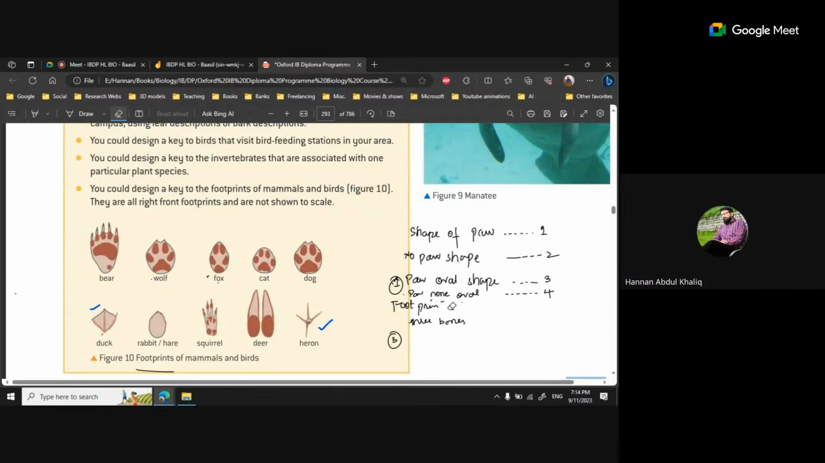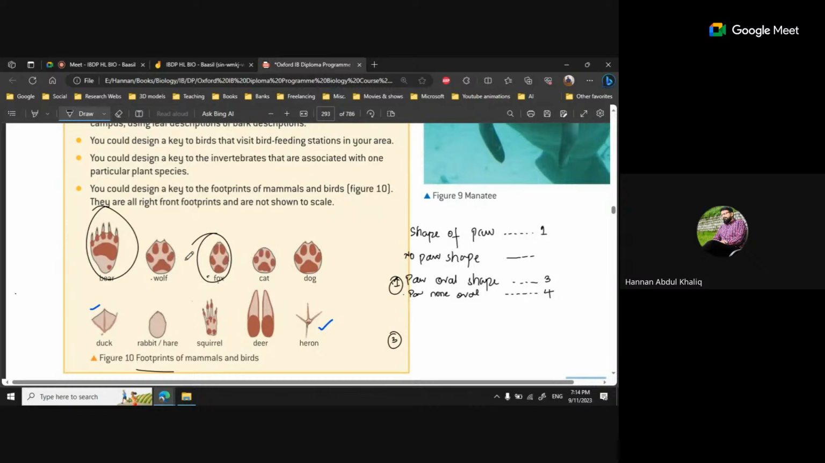Let's not put the numbers in front of it. Shape of paw. One, paw oval shape, then go to three, and paw non-oval shape, it would be four. What are the non-ovals? Only this one and this one, for fox. Fox may also be a bit of oval shape, by the way.